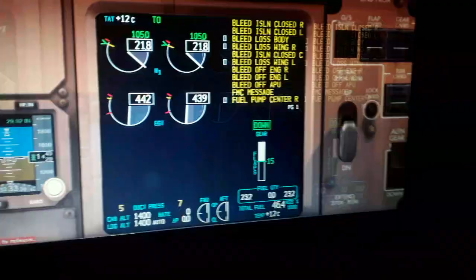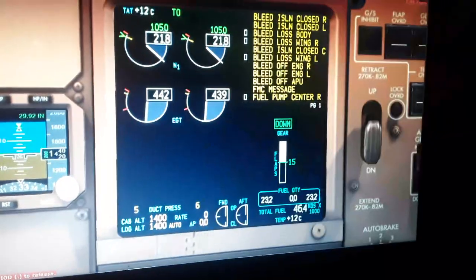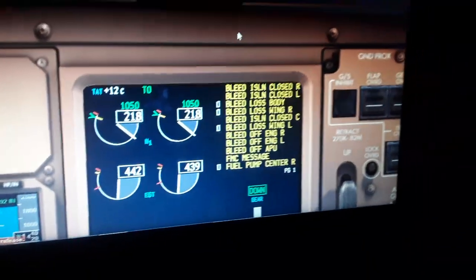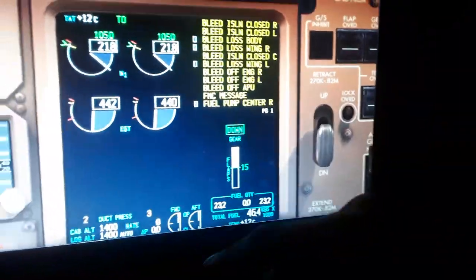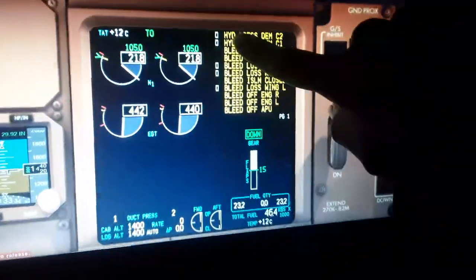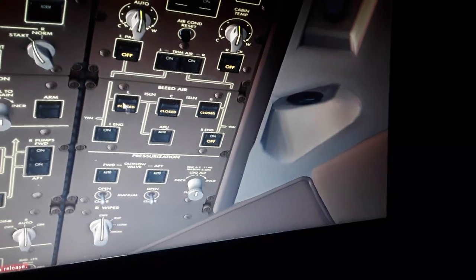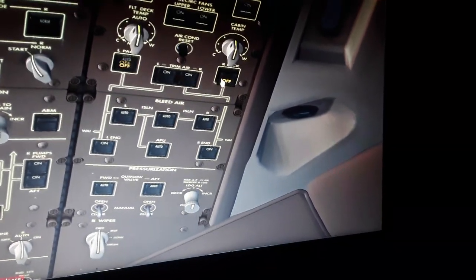So I'm gonna show you what happens if you turn off all the bleed systems. We're gonna lose a few bleeds, like duct pressure, and also some hydraulic problem, hydraulic pressure C and R. So hydraulic pressure demands C1 and C2. So reset. We cannot start the engines also like this. We need to have the bleed. So this is all for the overhead panel.